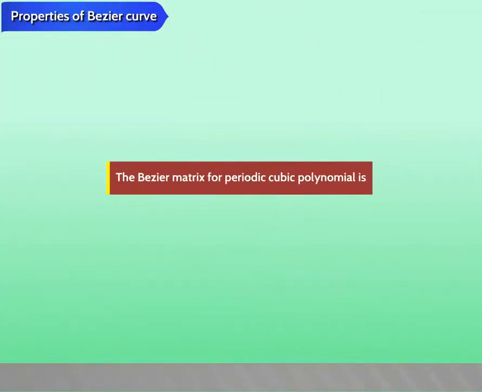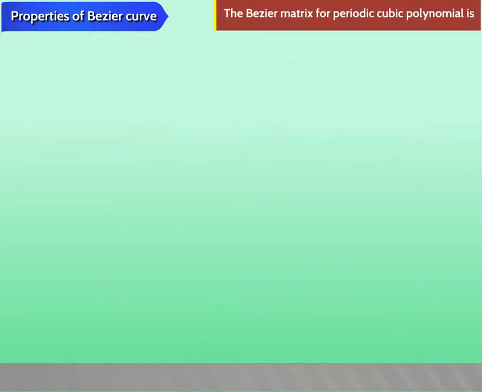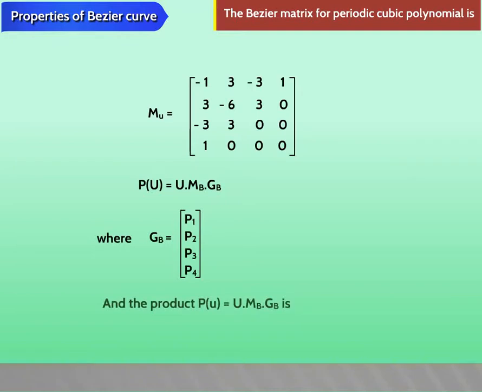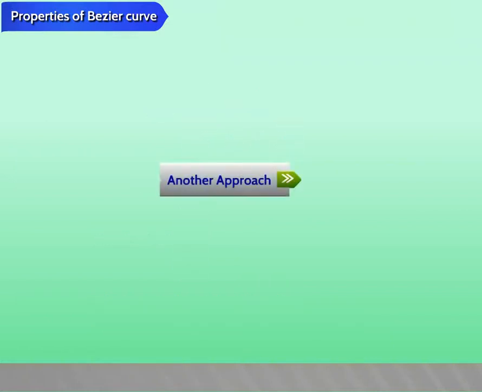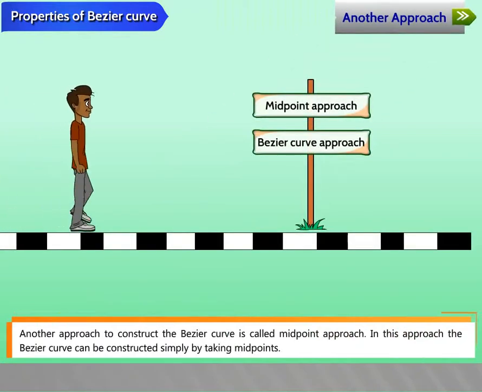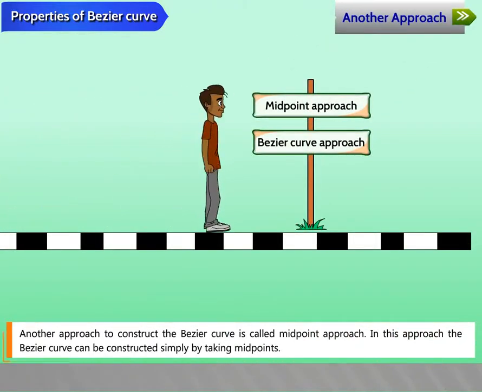The Bezier matrix for periodic cubic polynomial is... Another approach. Another approach to construct the Bezier curve is called the midpoint approach. In this approach, the Bezier curve can be constructed simply by taking midpoints.